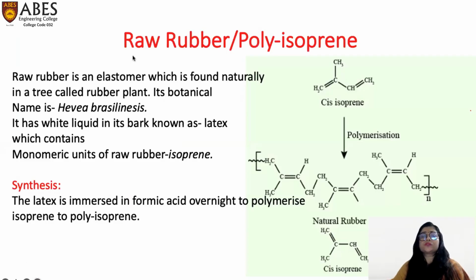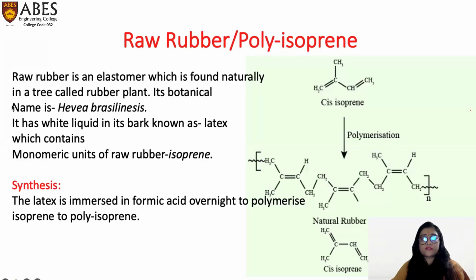Now we come to the raw rubber, which is also known as polyisoprene. This is the only rubber which is obtained from nature. It is naturally found in a tree called the rubber plant that we have commonly seen around households. Its botanical name is Hevea brasiliensis. It is a white liquid known as latex, which contains the monomeric units of raw rubber, isoprene.